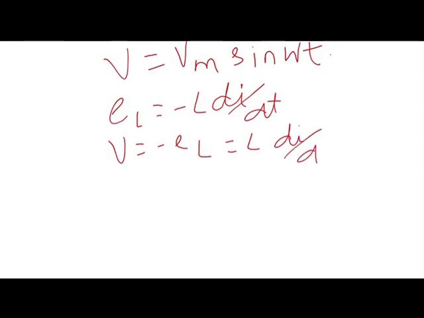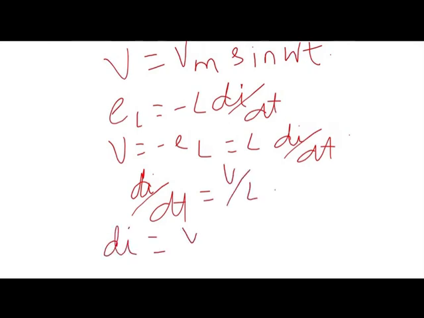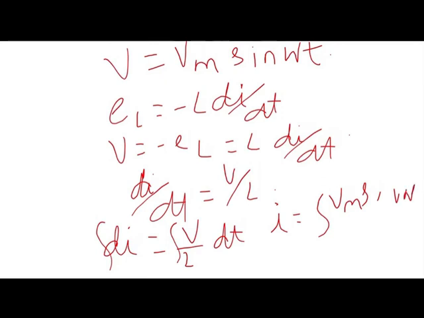Now we want to write the equation for I. So di by dt will be equal to V by L, or di will be equal to V by L into dt. Now if you integrate on both sides, we are going to get I equal to the integral of, in place of V we can replace it by Vm sine omega t, and the denominator we have is L.